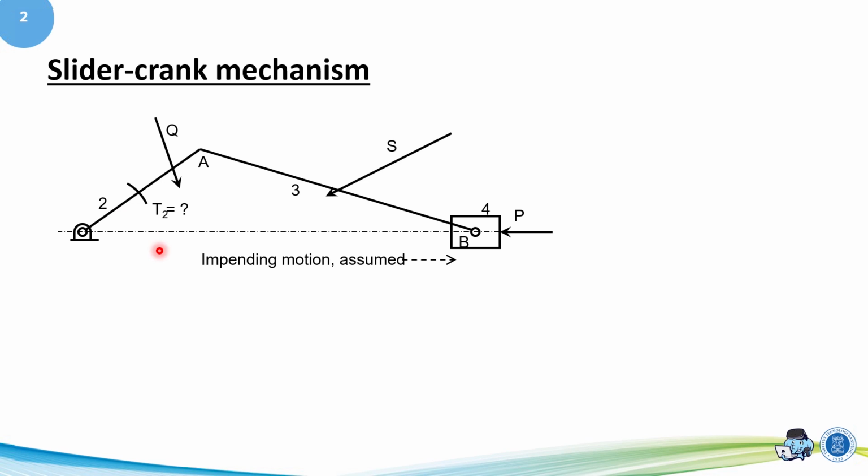To solve this problem, the first step is to identify two force members. Unfortunately, as you can see here, there is no two force member because there are the external forces S and also Q acting on link number 2.